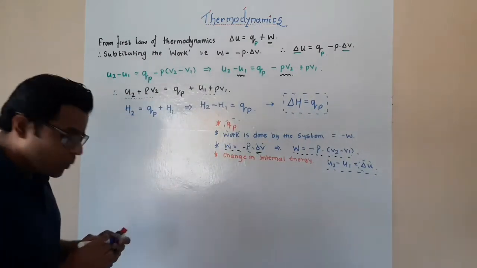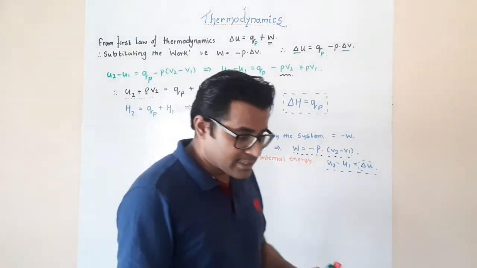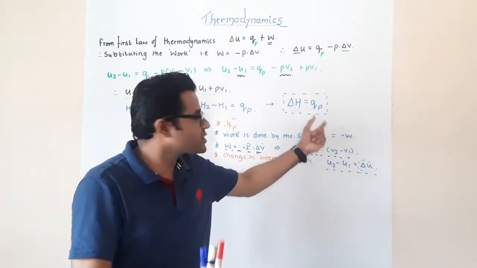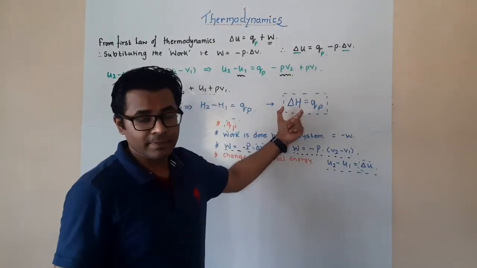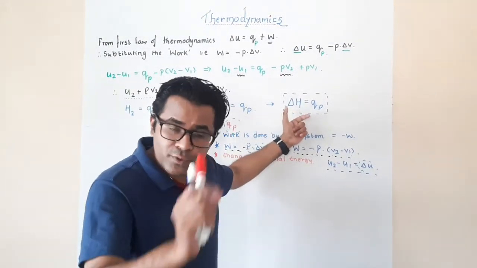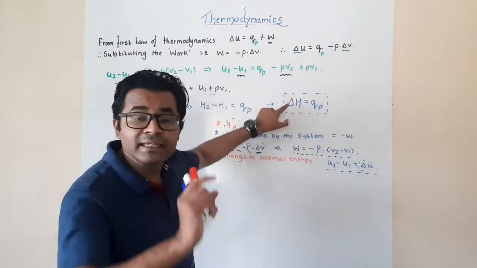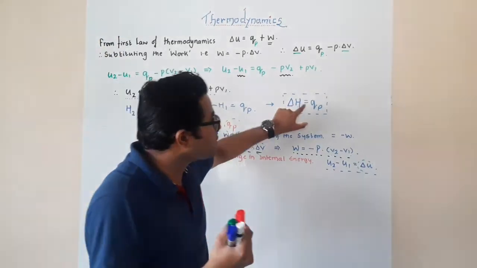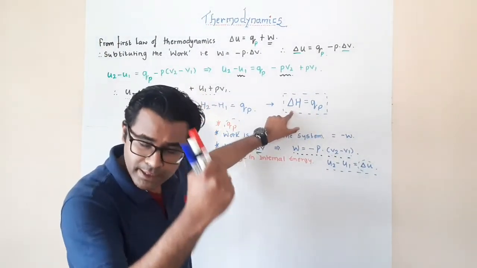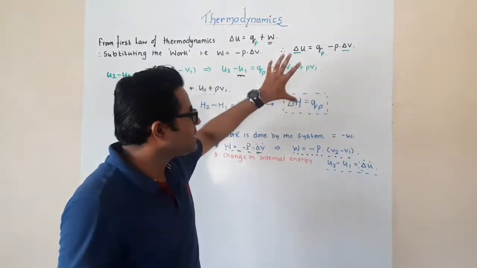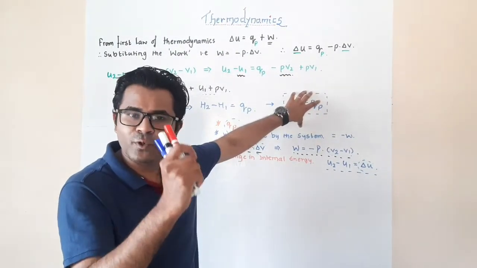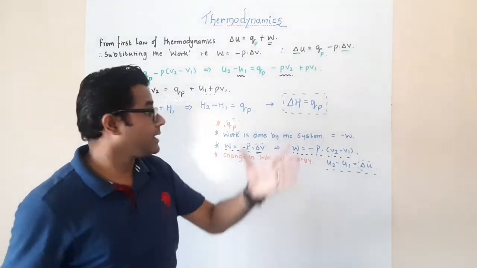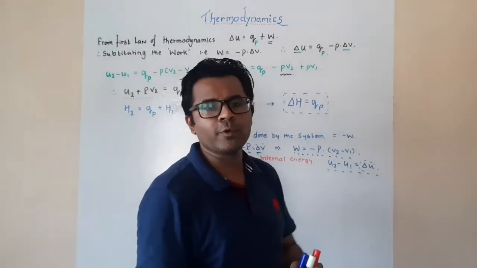What is happening here is that when you supply heat at constant pressure, it directly changes the enthalpy. If we supply heat to the system at constant pressure, the enthalpy increases. If the system loses heat at constant pressure, the enthalpy decreases. So in short, the heat supplied at constant pressure is a measure of the enthalpy change. Please note down this very important point.